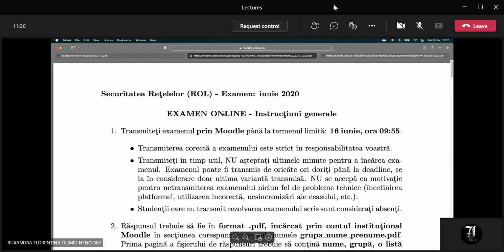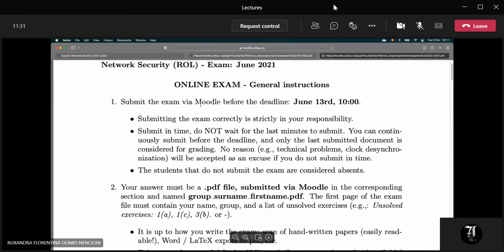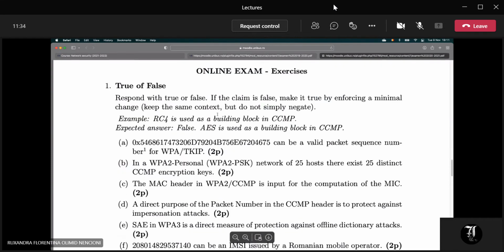We already talked last time about these ones. And now I want us to talk about the first exercise. Again, true or false. Respond with true or false. If the claim is false, make it true by enforcing a minimal change. Keep the same context, but do not simply negate. So for example, RC4 is used as a building block in CCMP. This is false. AES is used as a building block in CCMP. And if that would have been correct, of course, there was nothing required from your side. So nothing else to do.